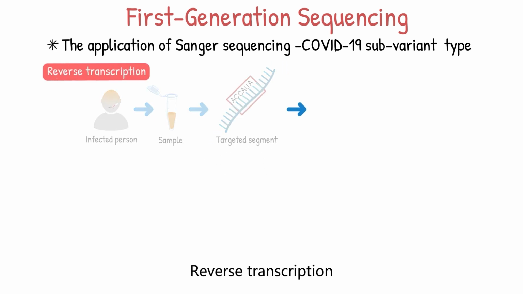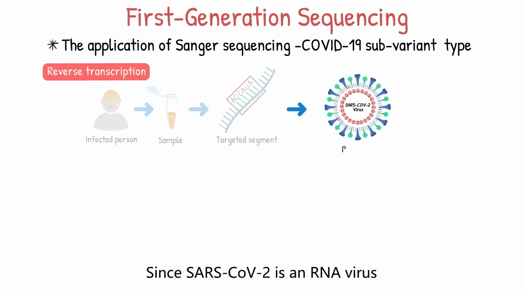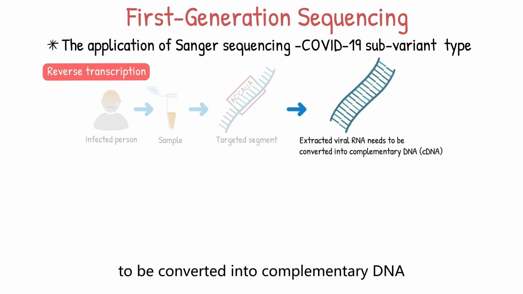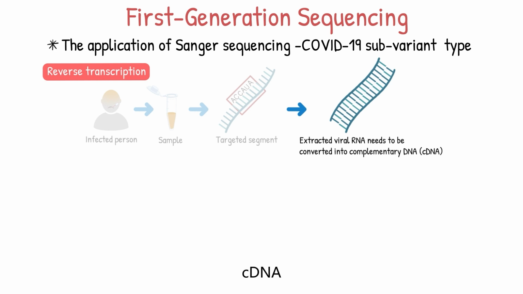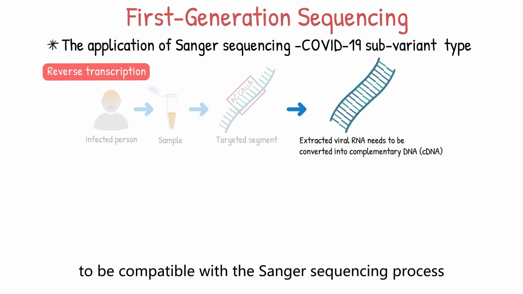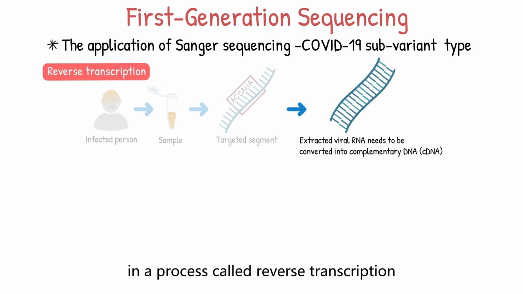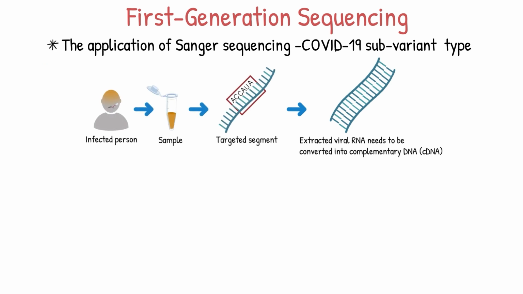Reverse transcription. Since SARS-CoV-2 is an RNA virus, the extracted viral RNA needs to be converted into complementary DNA, or cDNA, to be compatible with the Sanger sequencing process. This conversion is done using a reverse transcriptase enzyme in a process called reverse transcription.